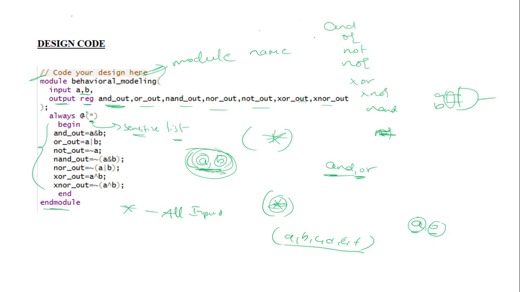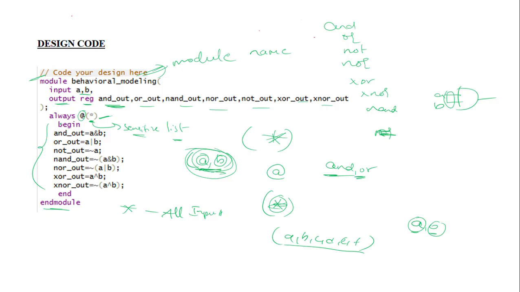So why do you have to write the at the rate symbol? For controlling our sensitivity list. While you have to represent when the conditions will change, for controlling purposes you have to represent the at the rate symbol. Whatever the star represents, it represents all the inputs. So it is called the sensitivity list. Until now I think you all have understood. If you have any doubts till now, you can comment.